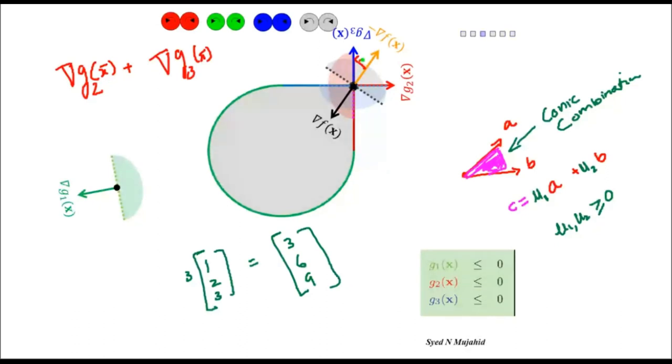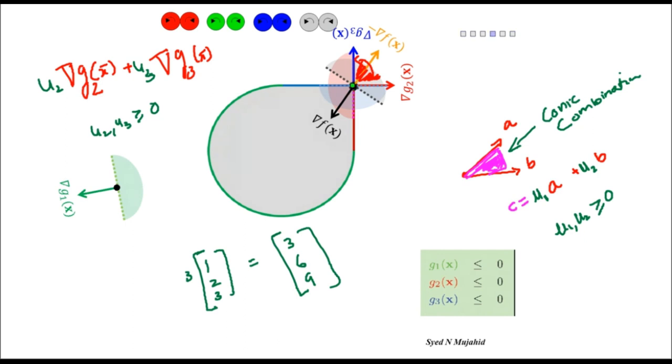And how to get any vector inside this region? How to get any vector inside this region here? It will be nothing but some scalar, non-negative scalar, multiplied to this vector, and this will give you any vector between these two vectors, right?